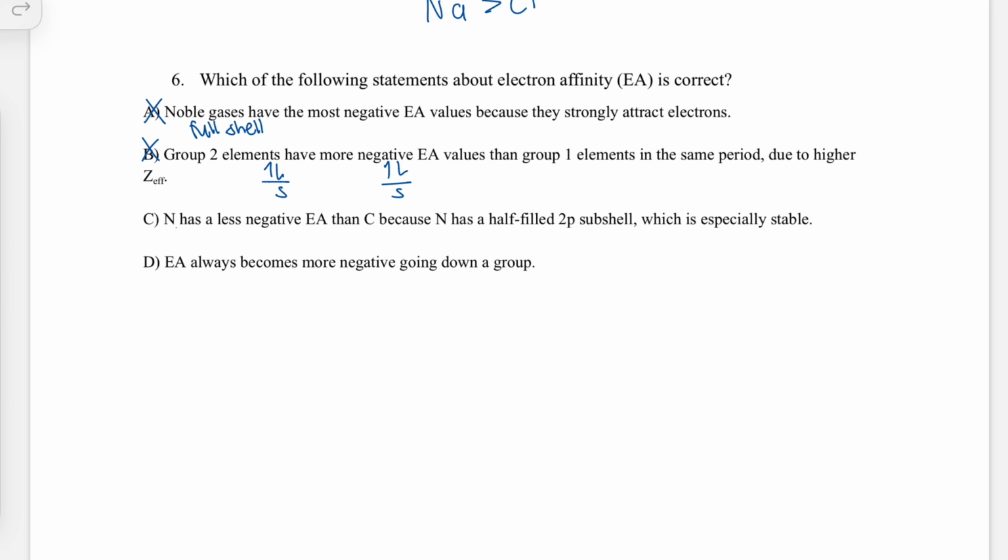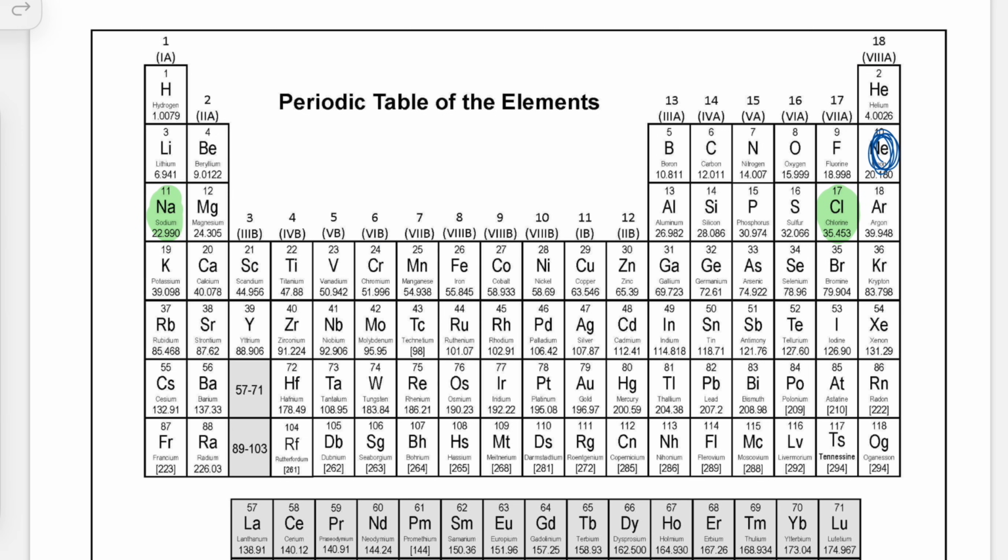N has a less negative electron affinity value than C because N has a half-filled 2p subshell, which is especially stable. This is true. So if you look at nitrogen and carbon, nitrogen's here, carbon's here. Nitrogen has a half-filled p subshell, while carbon only has 2.